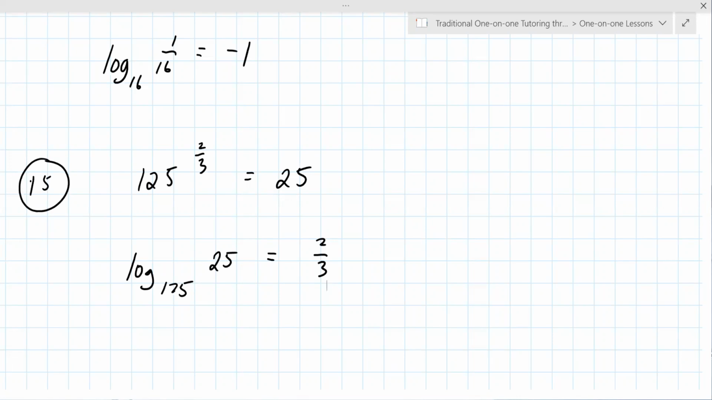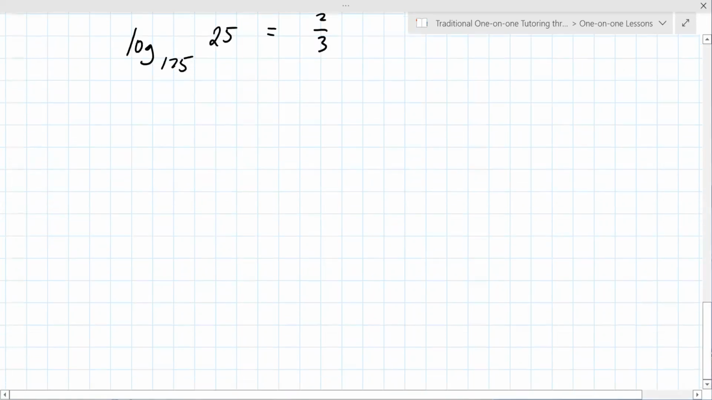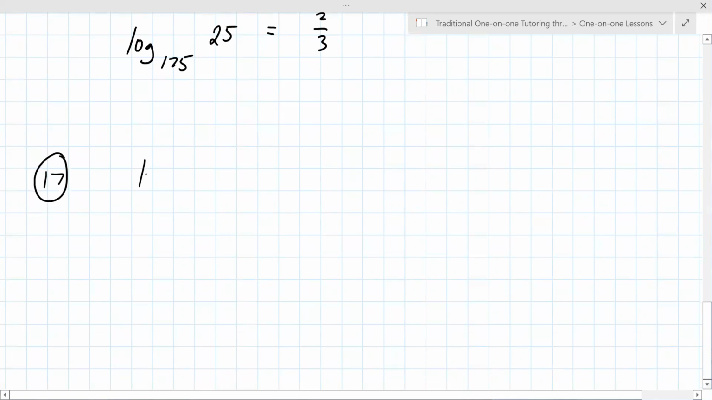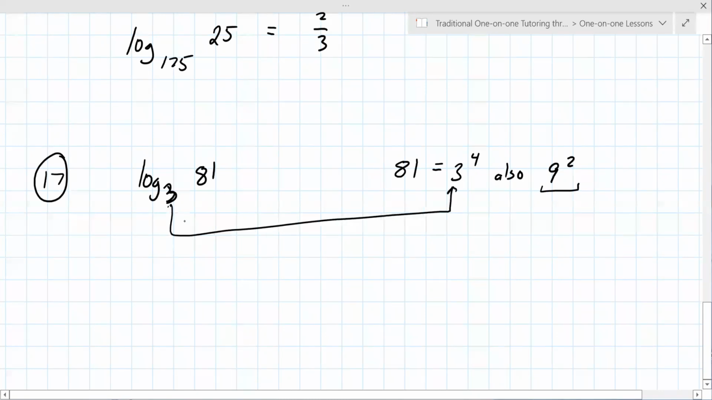All right, so now we can move on to 17. Now these actually do require you to do a bit of work. A lot of these can be done in your calculator, but I guess the expectation is that you're going to have to do these by hand. So you have to remember that 81 can be written as 3 to the power of 4. It's also 9 squared, and that's probably the one you're more familiar with, but that doesn't help you because you need the 3 to match the base of the log. So it's log base 3 of 3 to the power of 4.